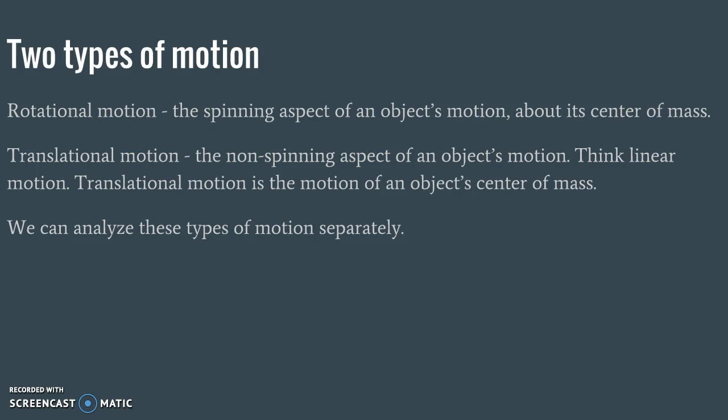But first, when it comes to these types of motions, we can analyze and think about them separately. We can remove the rotational motion away from the translational motion and think about them separately, which is actually what we've already been doing with translational motion. We've solely thought about translational motion, not worrying about the spinning aspect of the object's motion.